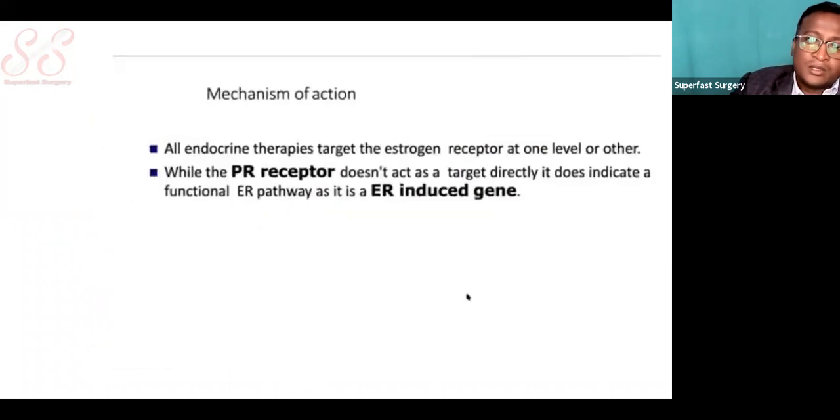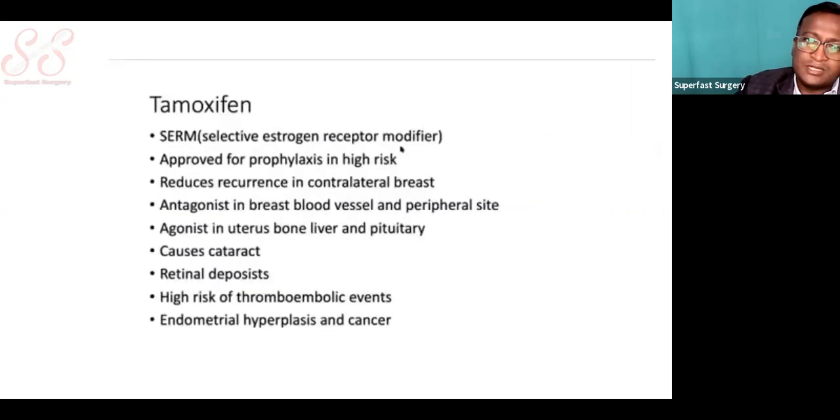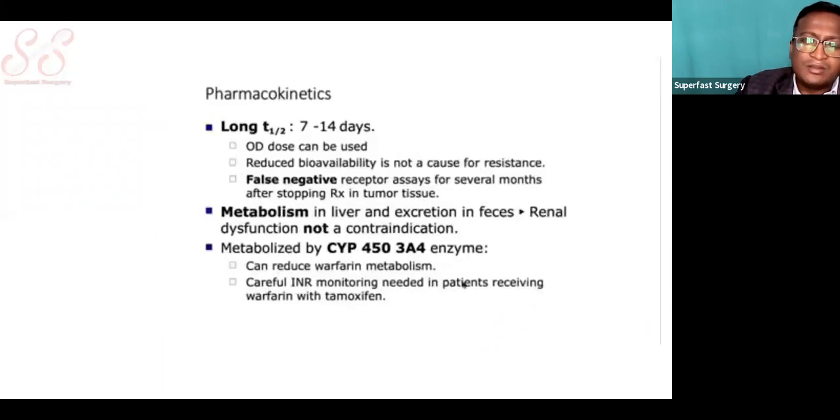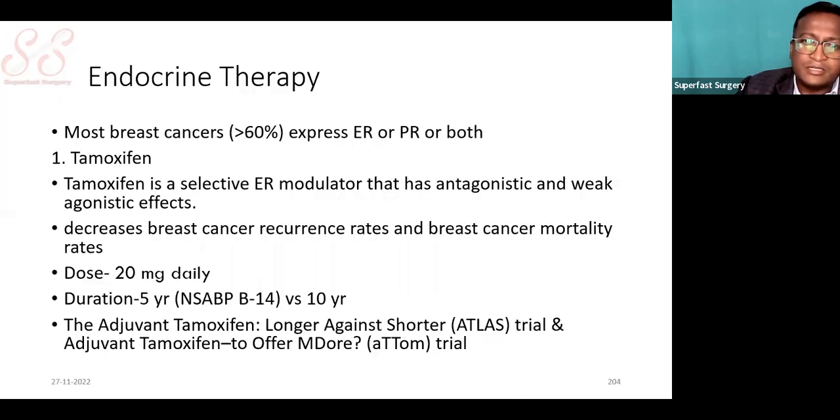Now, basically, how do they act? They will target the estrogen receptor at one level. A selective estrogen receptor modulator will be agonistic at one site and antagonistic at another. So tamoxifen is antagonistic in the breast, but it is agonistic in the uterus, bone, liver, or pituitary. That is responsible for the side effects; because of its agonistic activity in the uterus, there is a risk of endometrial hyperplasia and cancer. The half-life is 7 to 14 days. It is metabolized in the liver.